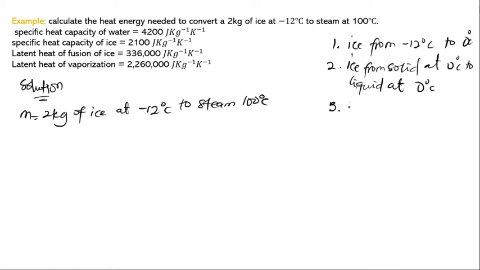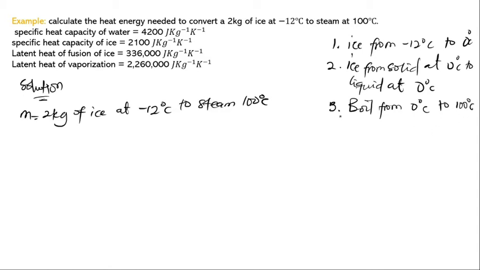Now the third one is what? We need to boil the water, or subject the water that we now have after the ice has melted, to heat. So we boil the water from 0 degrees Celsius to 100 degrees Celsius.